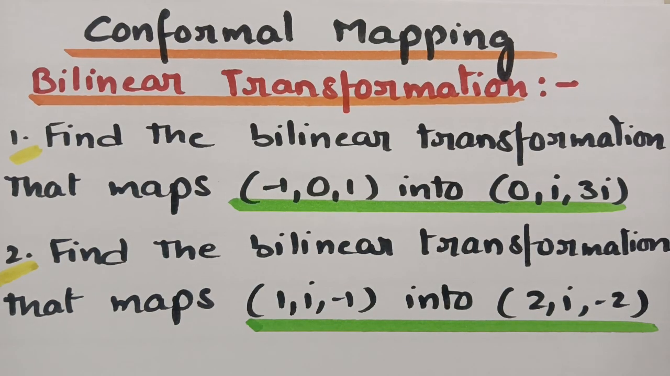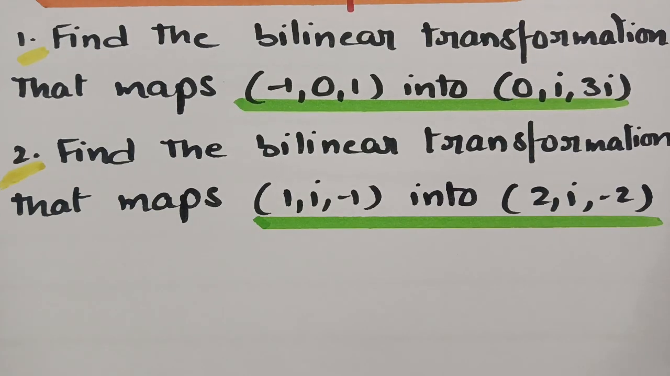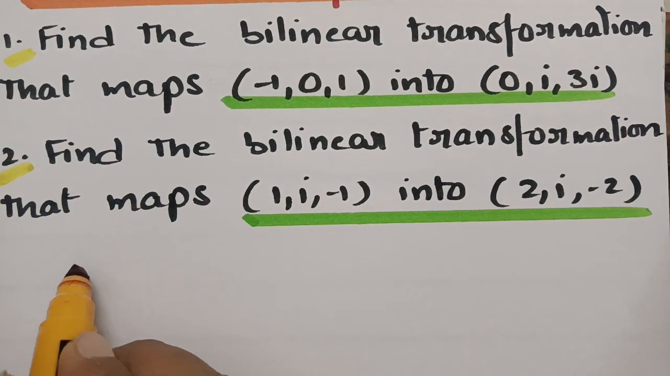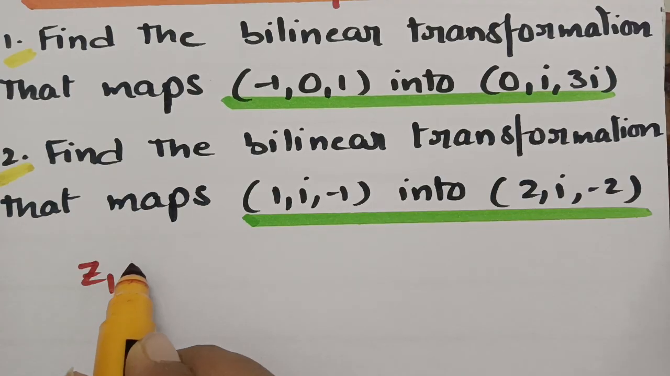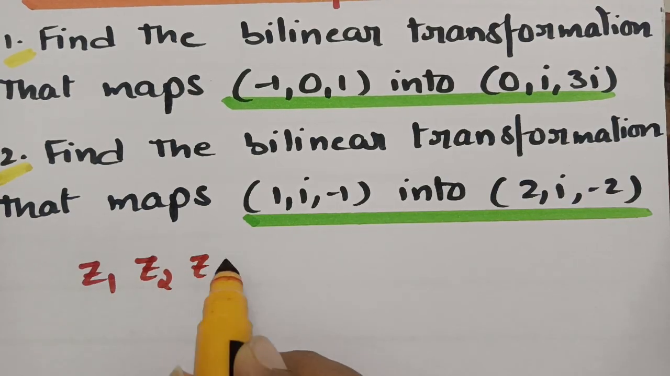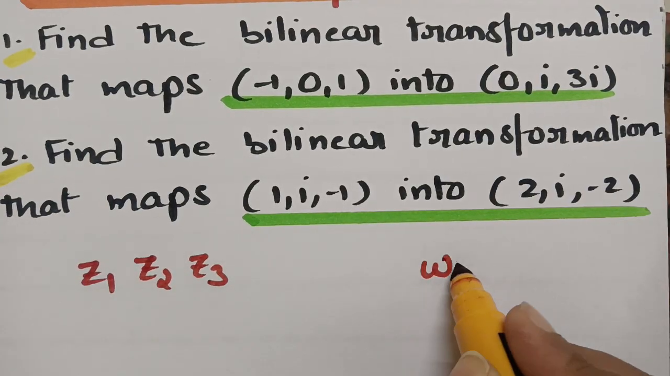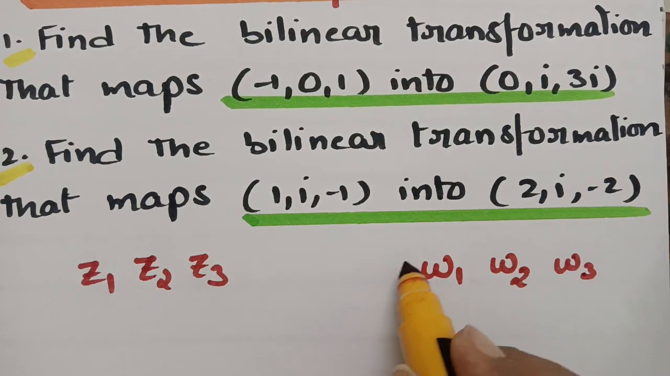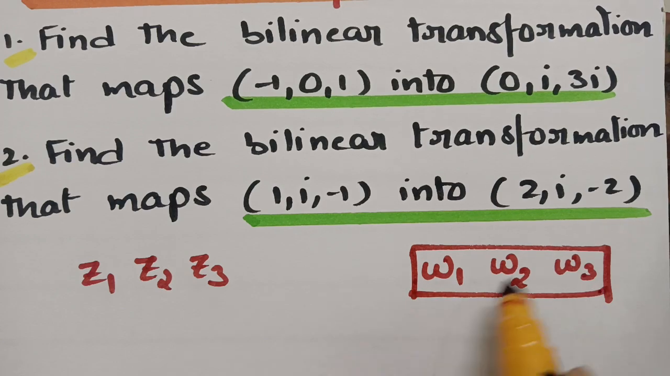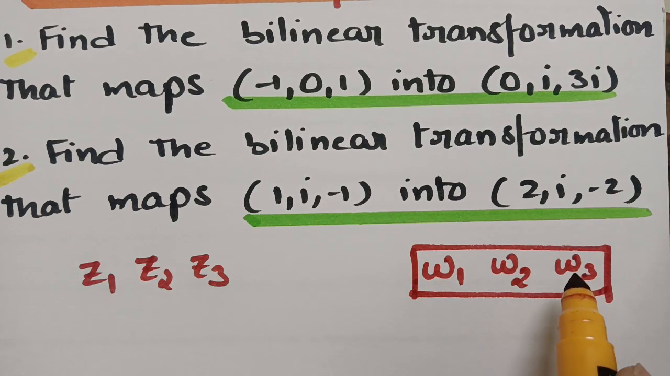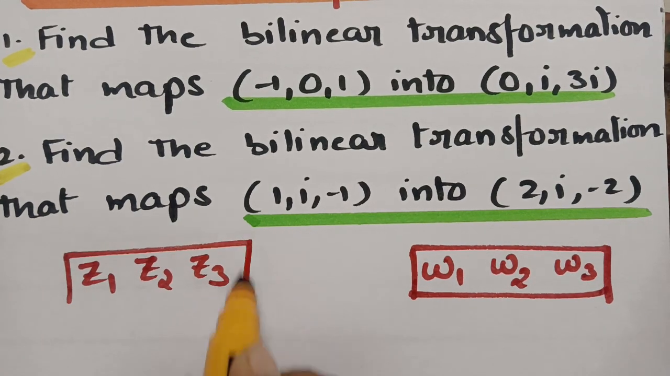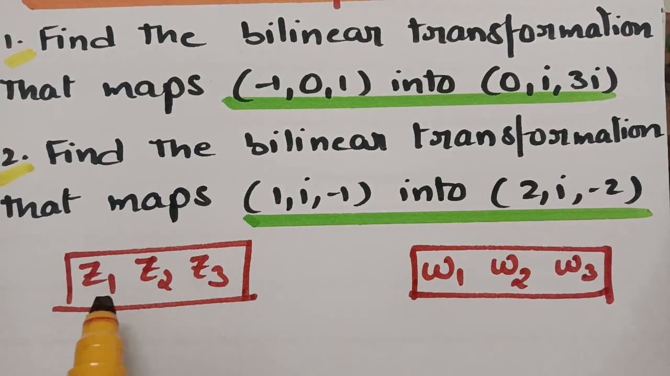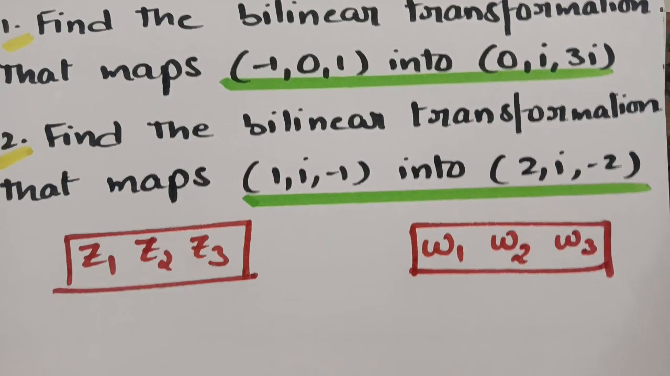Before going into it, we have to recollect the formula. These are the points in the z plane, that is z1, z2 and z3, and these are the points in the w plane, w1, w2 and w3. Clear? So w1, w2, w3 are the image points of the general points z1, z2 and z3. In order to remember the formula, it's so easy.